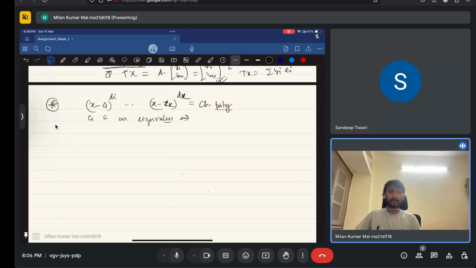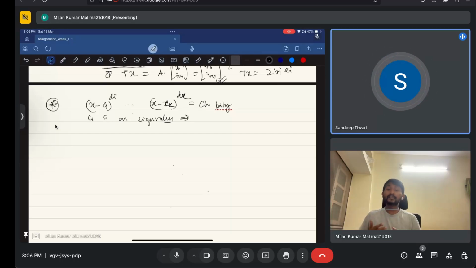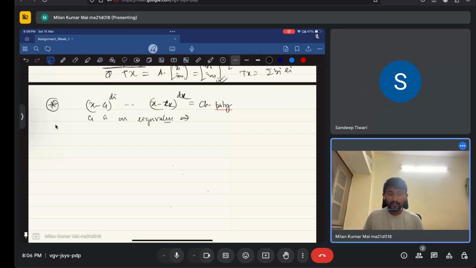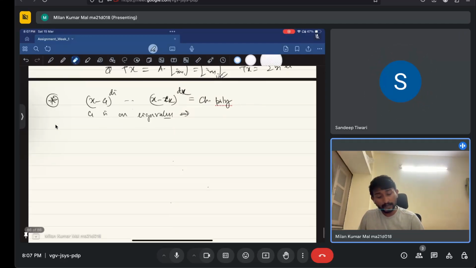We must have at least one eigenvalue, because if we have a matrix and the characteristic polynomial is completely factorized, then there must exist at least one eigenvalue. If it is not completely factorized, an eigenvalue may not exist. For example, if the characteristic polynomial is of this form over the field R, then it is not factorized and does not have any eigenvalue. So c1 is an eigenvalue, so there must exist an eigenvector V1, right?